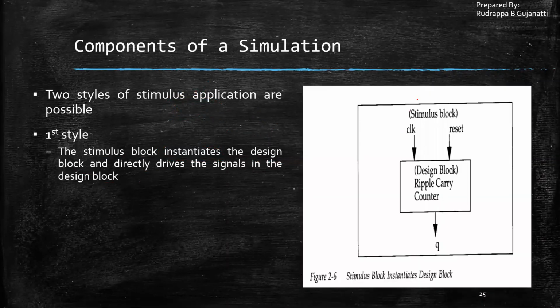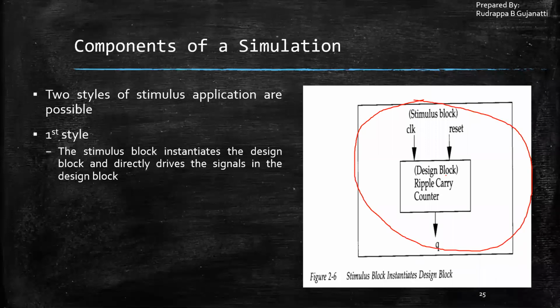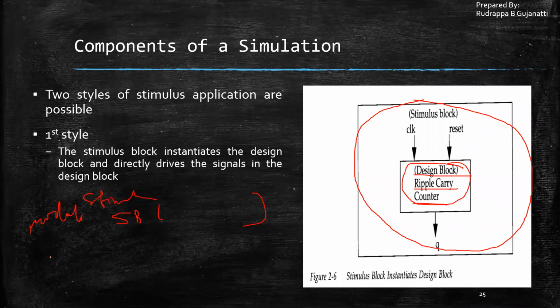So here we have the entire stimulus block. In this, the design block's instance is created. For the ripple carry counter, you already had defined the module, so an instance of that is created. So I have something specified as module. Let me specify it as stimulus block SB. We write it as stimulus. Then we have the parameters which are required, and then we have end module.